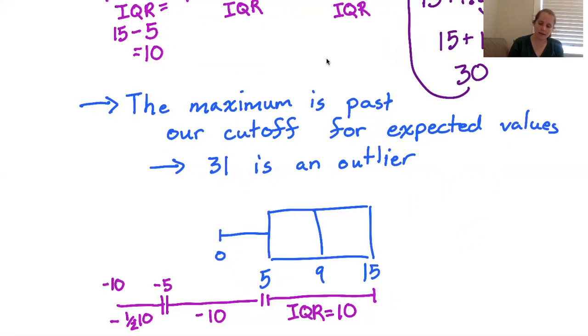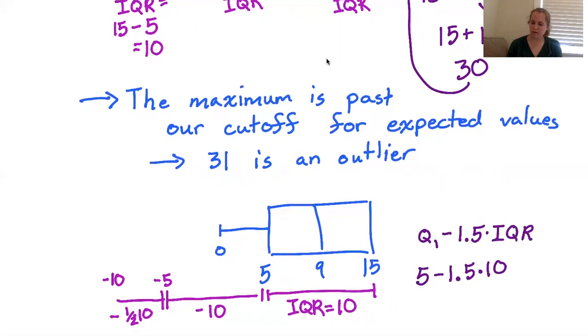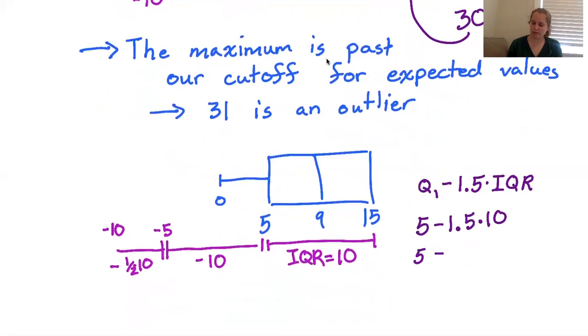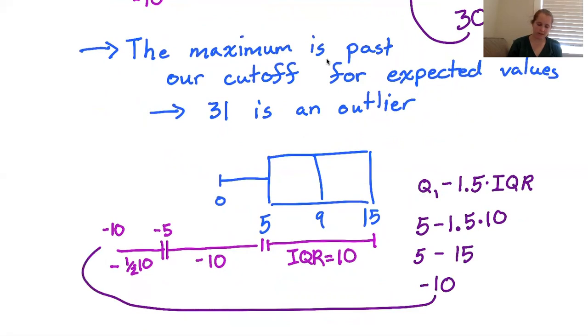If we had done our calculations, we would have done our Q1 minus 1.5 copies of our IQR. Q1 was 5 minus 1.5 times 10. We would have been looking at 5 minus 15, which is indeed -10. And again, that gave us this number. So 2 different ways you can figure out those cutoffs for the outliers. But that's the basic gist for how to find if there are any outliers.